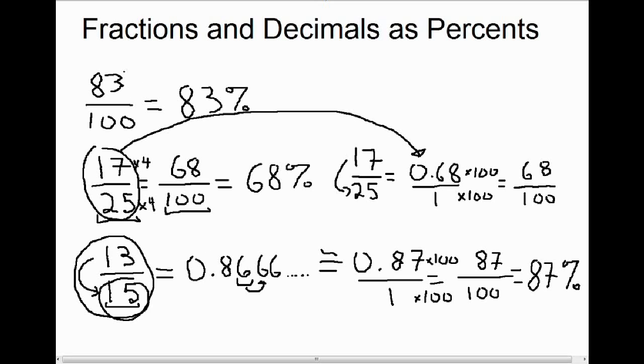And going back to the first example, 83 divided by 100 is 0.83. And as we talked about in the last example, we know 83% is the same as 0.83 because percent means out of 100, which means divided by 100. So 83% is the same as 0.83.